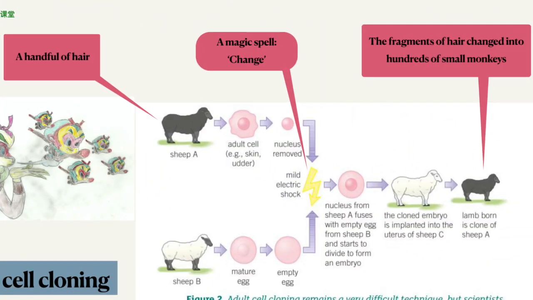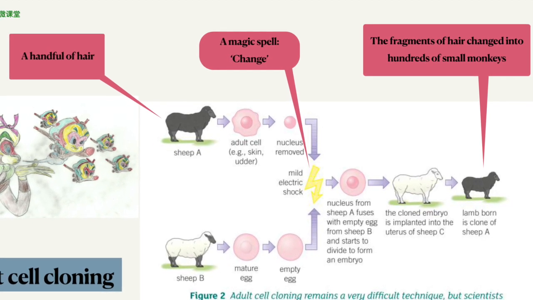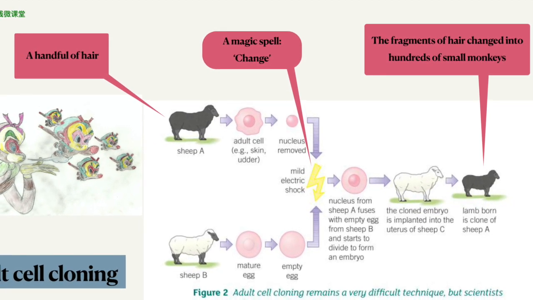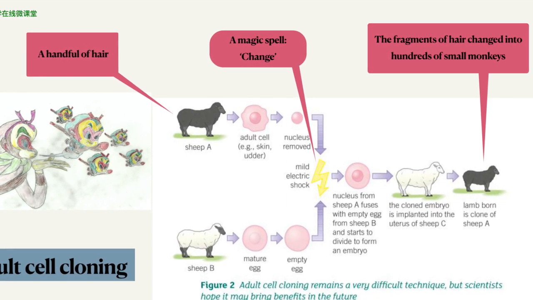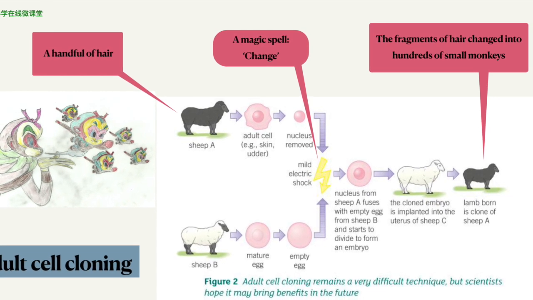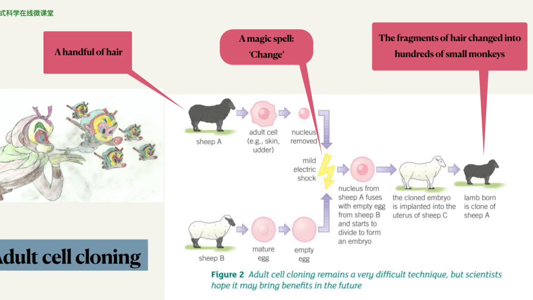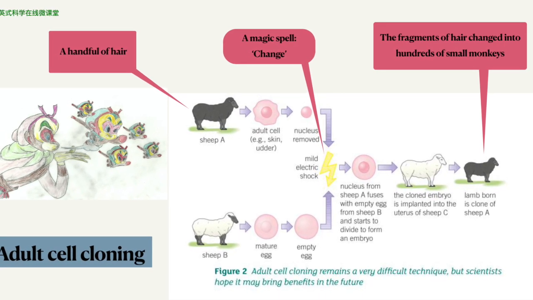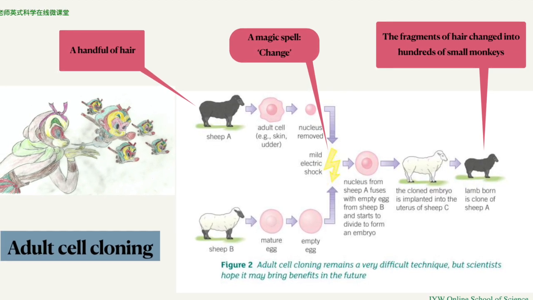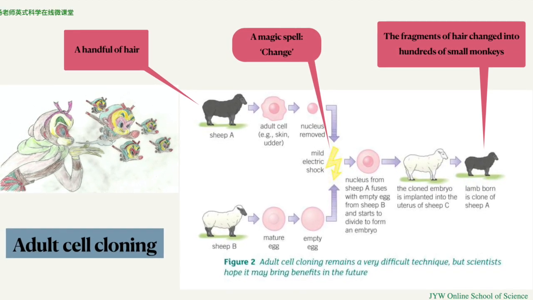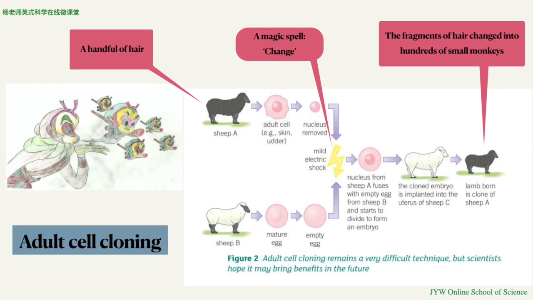For me, the magic power, body outside the body, resembles adult cell cloning. Number one, plucking a handful of body hair is almost like taking adult cells of the body. Number two, the magic spell "change" resembles the electric shock. Number three, the fragments of hair turned into hundreds of small monkeys are the clones of the Monkey King.